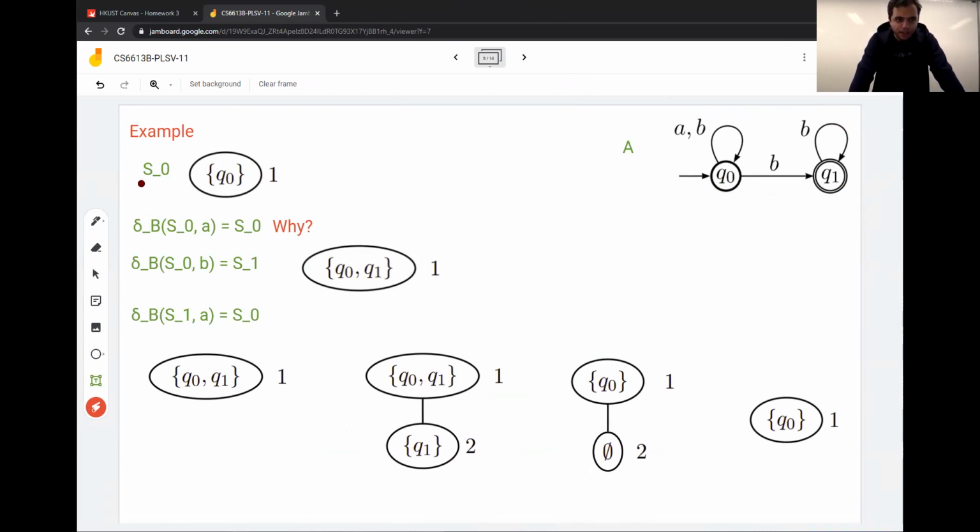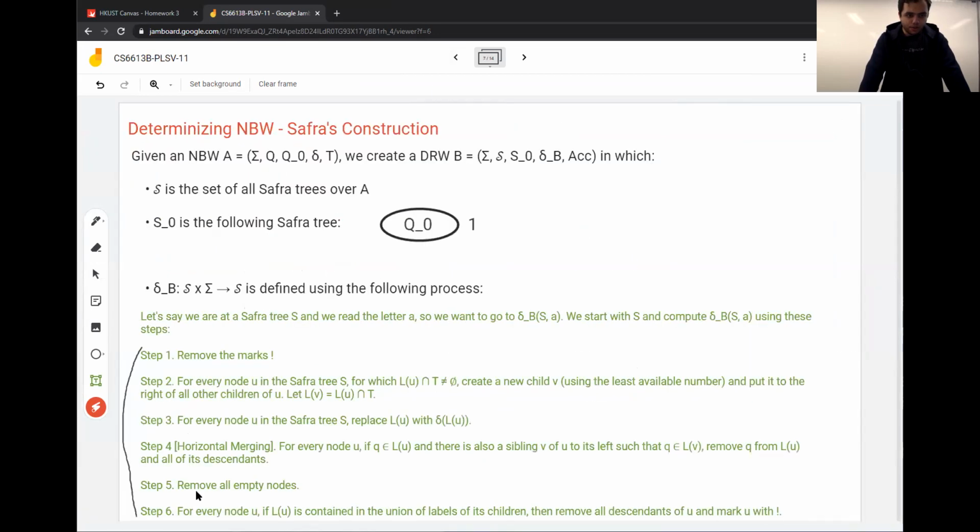So first of all, we said that the starting state S0 is just the obvious Safra tree that has just the root, and in the root we only have the initial states, which here was only Q0, and the root is numbered 1. Okay, so let's start from this and let's see what we get if we want to transition with the letter A. So what happens if I'm at this tree, and what I see is a letter A? Well, let's just go through these steps.